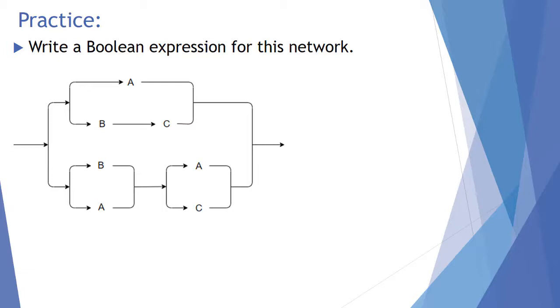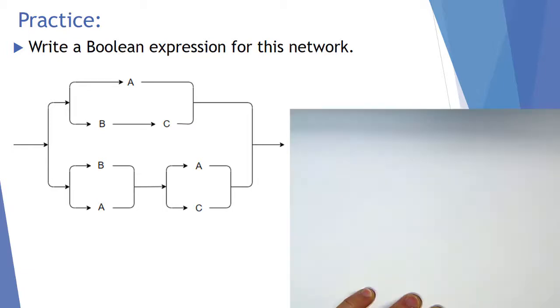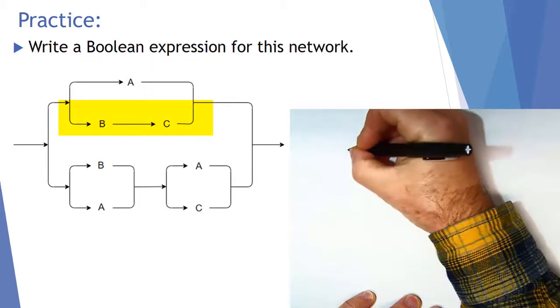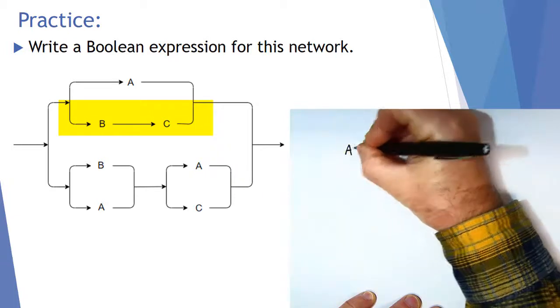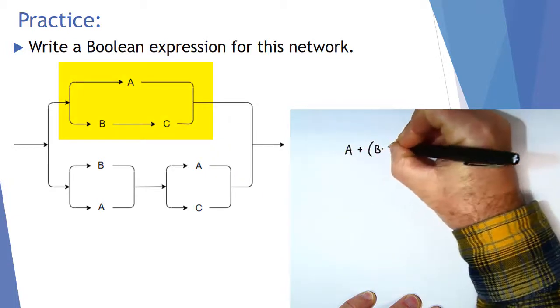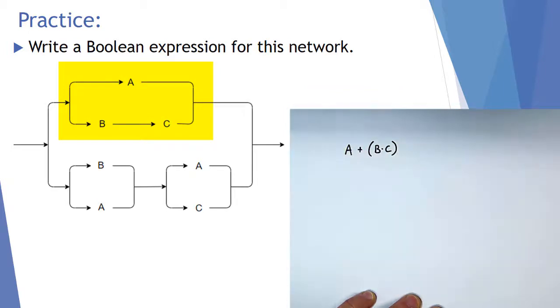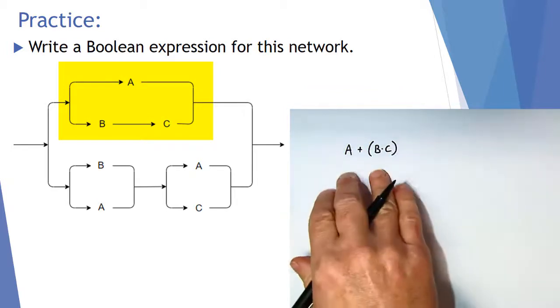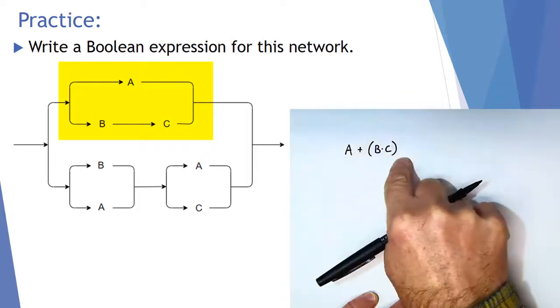Okay, let's start with the top branch. You can see that we have 2 paths to get through the top branch. We can either go through switch A, or we can go through B and C. So we would start by saying that we can follow path A, or we can follow B and C in series. Now that's one path. We could put parentheses around all that.